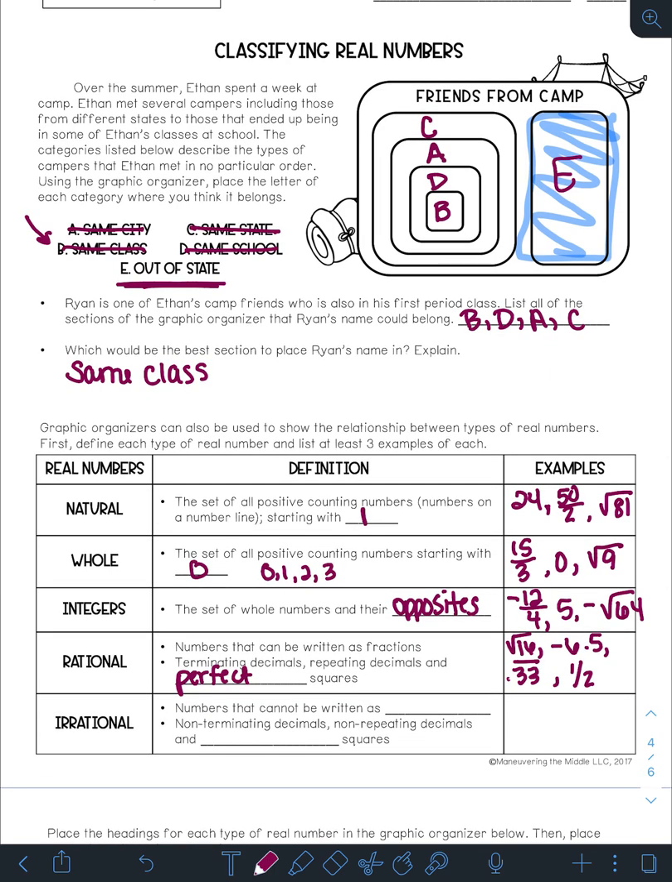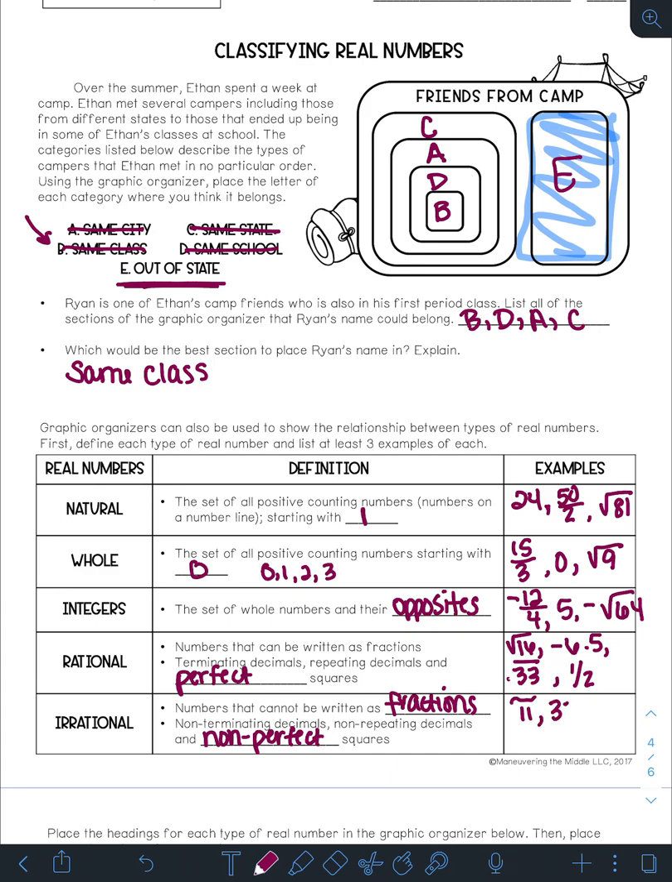So when you are thinking about irrational numbers, these are the numbers that cannot be written as fractions. They are non-terminating decimals, non-repeating decimals, and they are non-perfect squares. Now, one of those numbers that you probably don't think about, but you have been using for a long time, specifically a lot in 7th grade, was pi. And if you remember, your teachers always told you to round pi, because pi goes on forever and ever and ever, and it never ends.